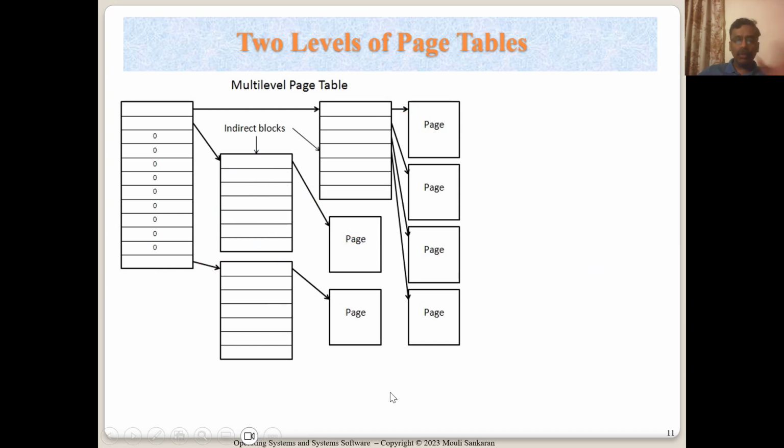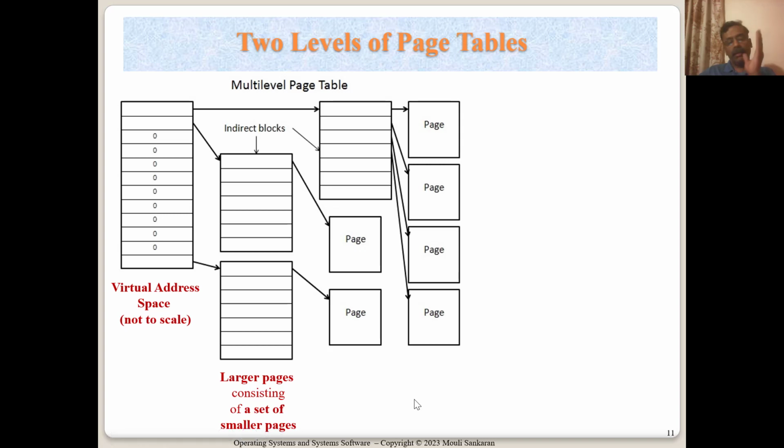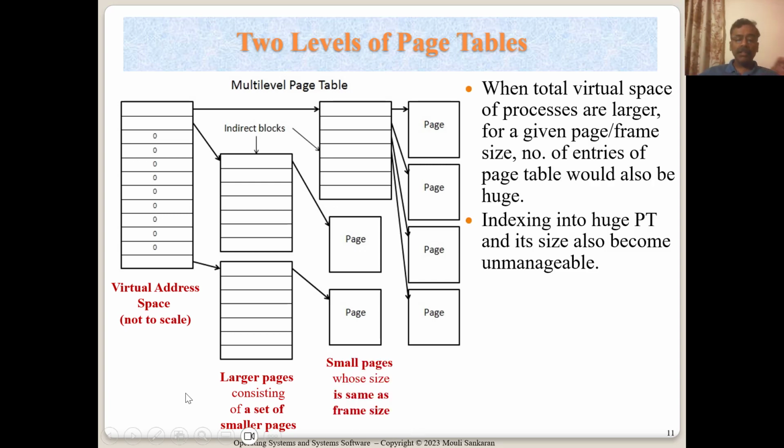So with two level page tables, what is the advantage? I'll tell you. But before that, you should know that the page tables which are closer to the page actually correspond to a smaller number of pages. But for higher level page tables, all the pages coming under them are referred to by them. So they are larger pages consisting of a set of smaller pages. That's what I'm saying: the higher level page tables will be responsible for larger pages.